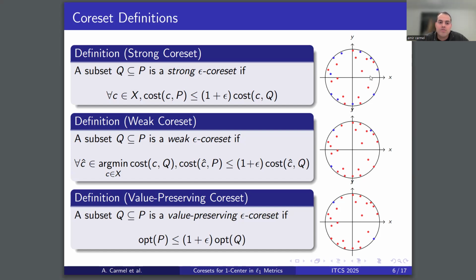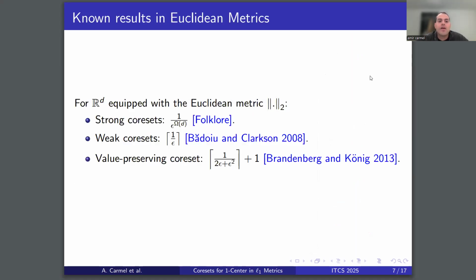So these are the definitions of coresets. Usually strong coresets are easier to prove than weak coresets. So usually in some applications, it's easier to just prove the existence of strong coresets. But what is known in the Euclidean metric space is that strong coresets actually require a lot of points. So we have an exponential dependency in the dimension, whereas weak coresets are dimension independent. So it's a very good result for weak coresets. We can get something that is independent of the dimension.